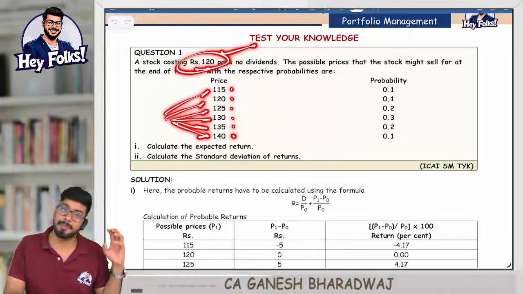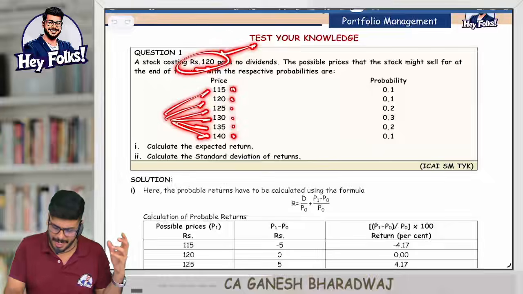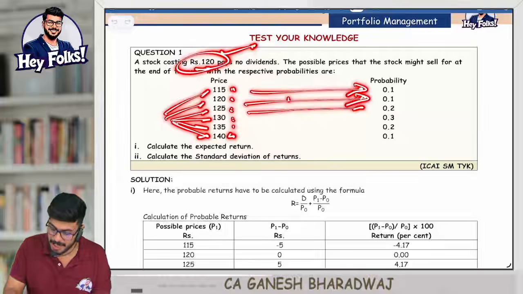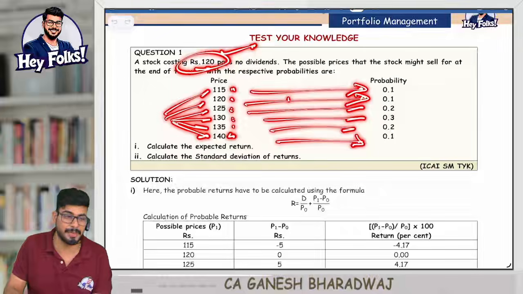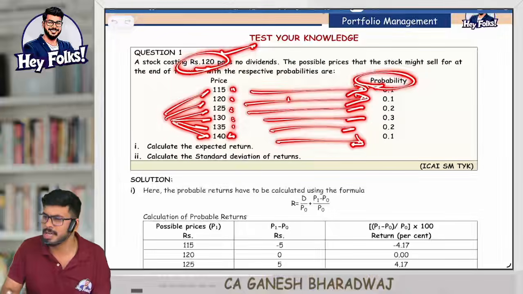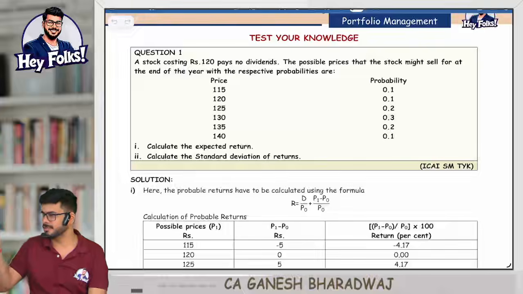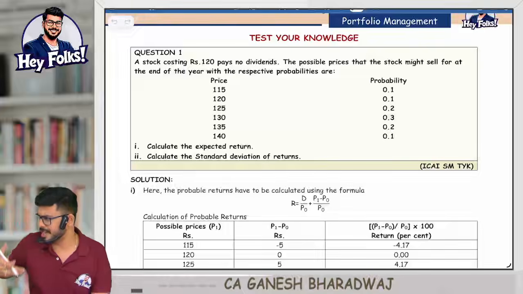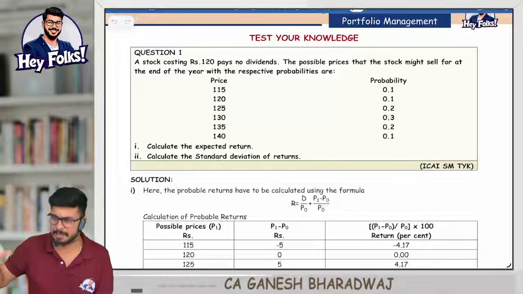Now, next year, by how much will it go? I don't know exactly. I have 6 different possibilities, and they have given the chances of each possibility happening. That is called probability. Is this clear, guys? So in this question you can't take a simple average. You need to take a weighted average. What is the weight? Your probability. So probability is nothing but a weighted average.